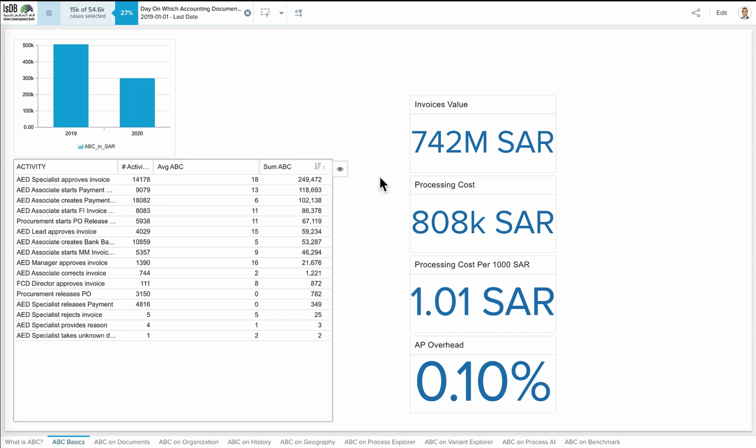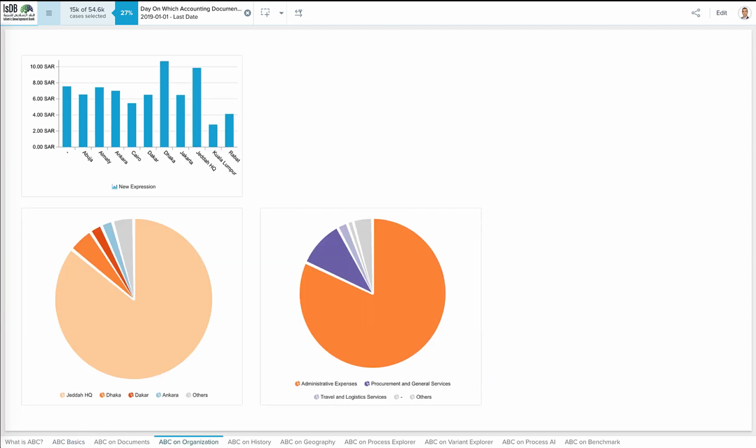We can look at the process cost of different regions or departments. We notice, for example, that the majority of the cost is borne by the HQ in Jeddah. This is not surprising, nor is the fact that on an activity basis, Jeddah and Dhaka have higher average cost, owing to the mixture of activities and the skill sets at these 2 locations.